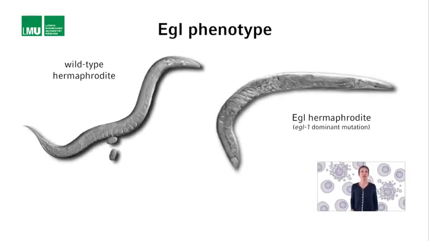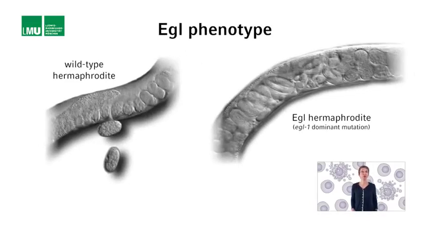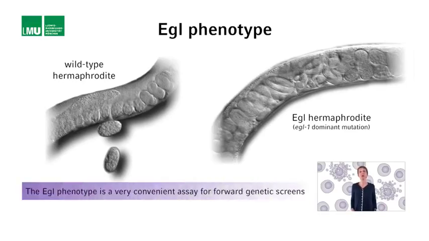Wild-type non-AGL animals have about 10 to 15 eggs inside their body. However, AGA1 animals accumulate 50 to 60 eggs inside their body, and this can easily be detected with a dissecting or stereo microscope. What this means is that to look at the AGL phenotype, animals don't have to be mounted on glass slides and viewed at a 1,000-fold magnification using a compound microscope equipped with DIC, as is the case for looking at apoptotic corpses in embryos or larvae. The AGL phenotype is therefore a very convenient assay for forward genetic screens.